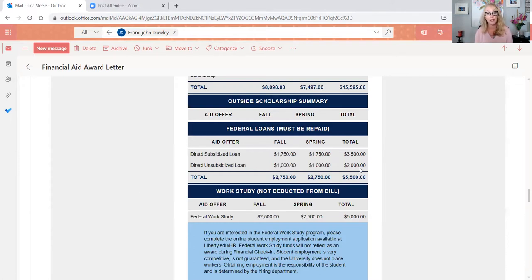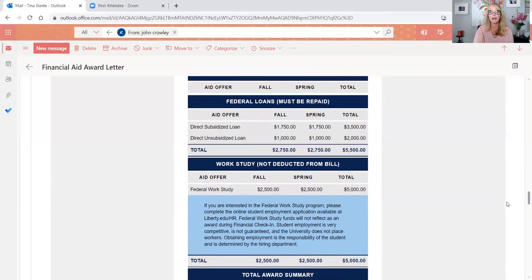Now, of course, students don't have to accept their loans, but if they're going to borrow any money, this should be the loan that they borrow first before looking at any kind of private education loan or Parent Plus loan or anything like that. So this particular student is getting a federal loan for $5,500. Then it outlines federal work study.